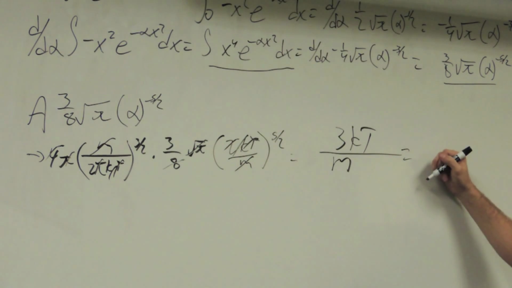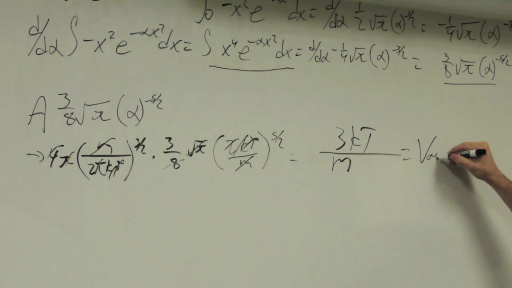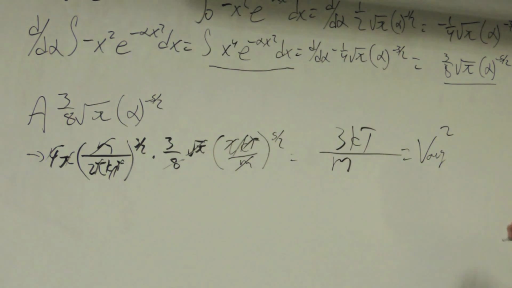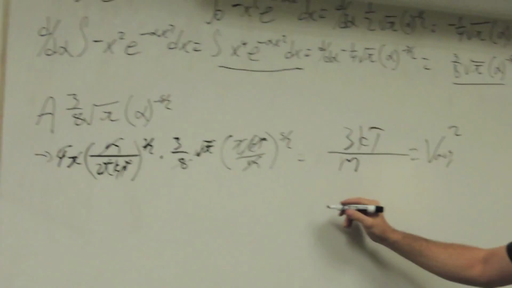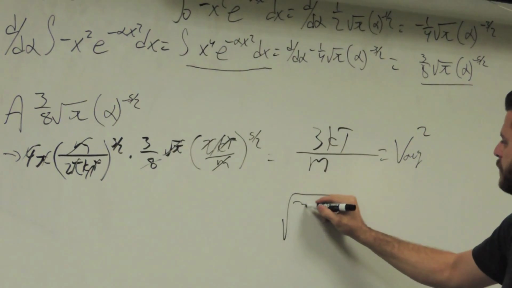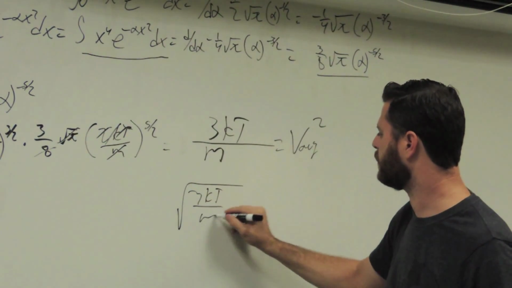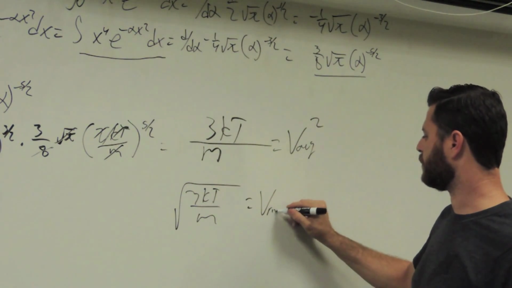Now remember, this is also equal to v average squared, and so to get root mean squared, the last thing left to do is to take the square root of this. So the square root of 3kT over m equals v RMS.